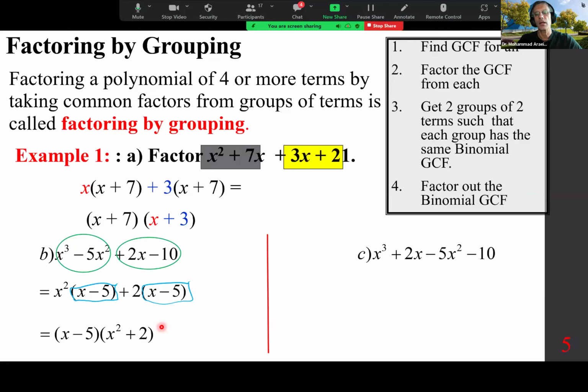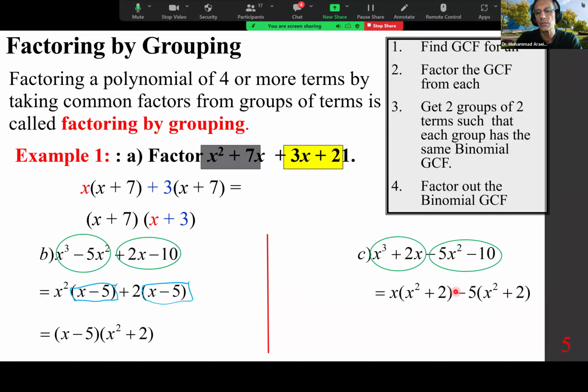Let's do this one. Again, let's try the first two and the last two. Again, sometimes it doesn't work in that manner. So if we do that, from here, x comes out. X is in common. From the last two pieces, minus 5 is in common. So if I take the x out, I get x squared plus 2. If I take the negative 5 out, I get x squared plus 2.